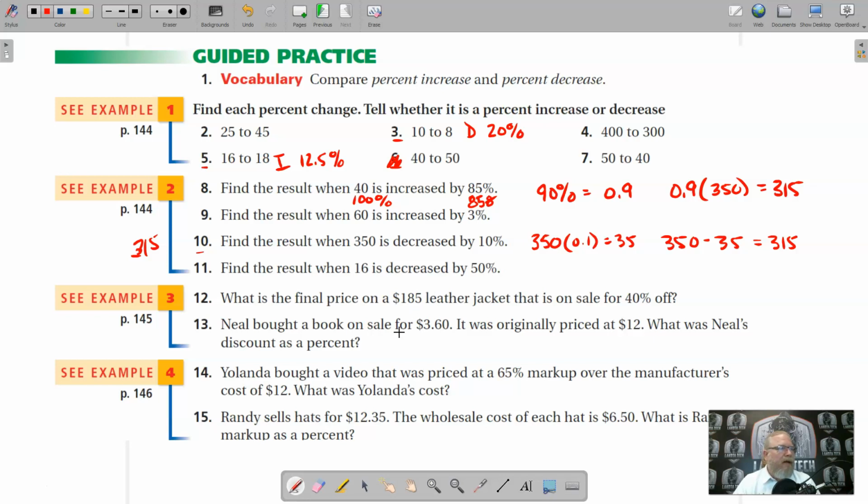All right. Do I want to go into the other ones? The other ones are just the same concepts put into word problems. I think it'd be all right.